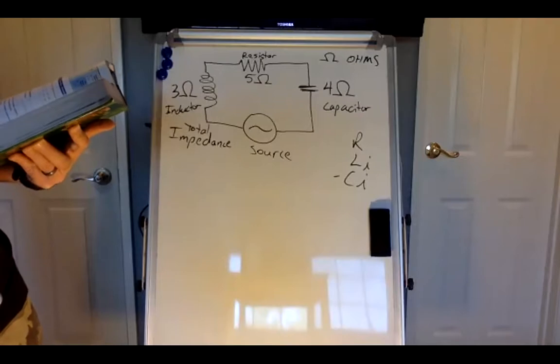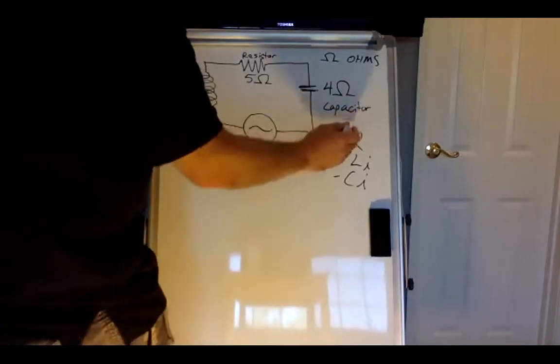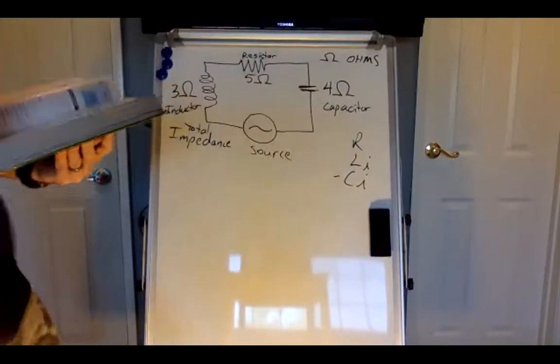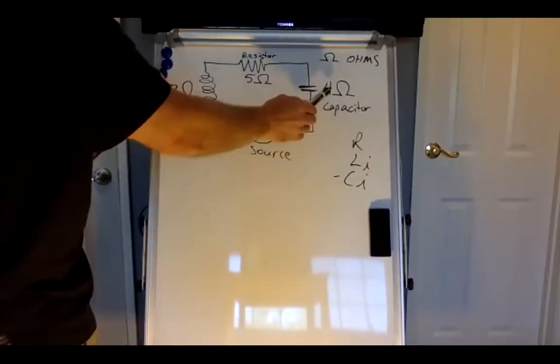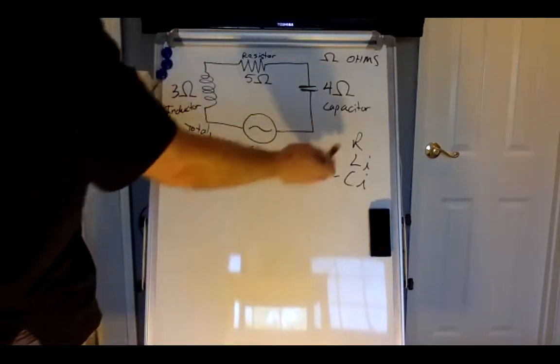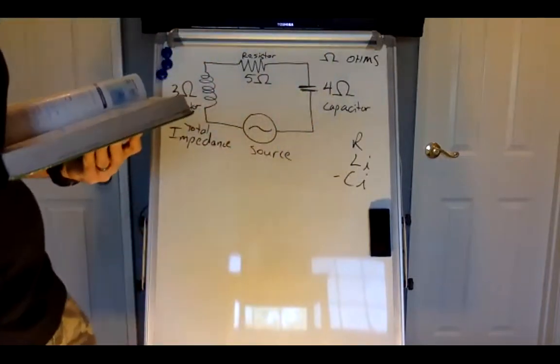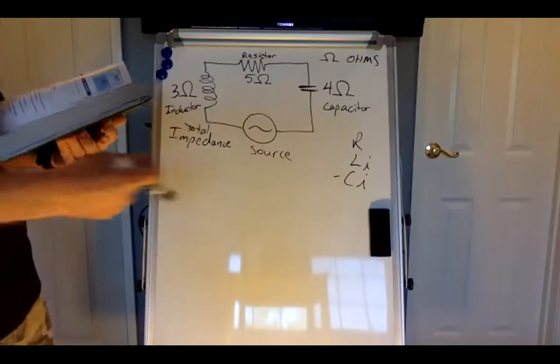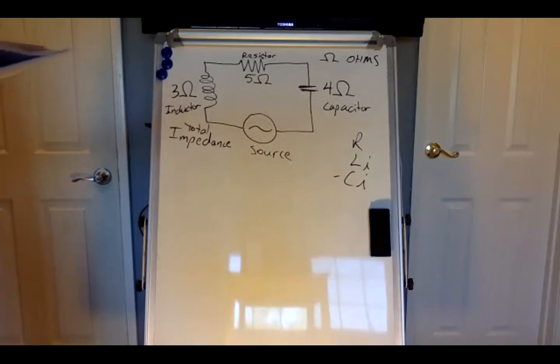What I want you to do is, after I've told you this, you cannot just use 3 plus 5 plus 4. That's not how it works. You must use them this way. It won't be difficult to do. Find the impedance of this circuit. Go. It won't take you very long.